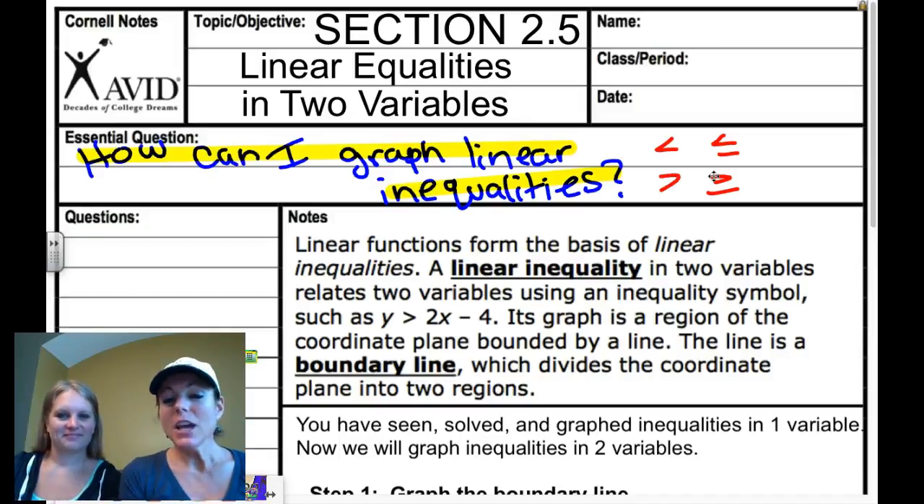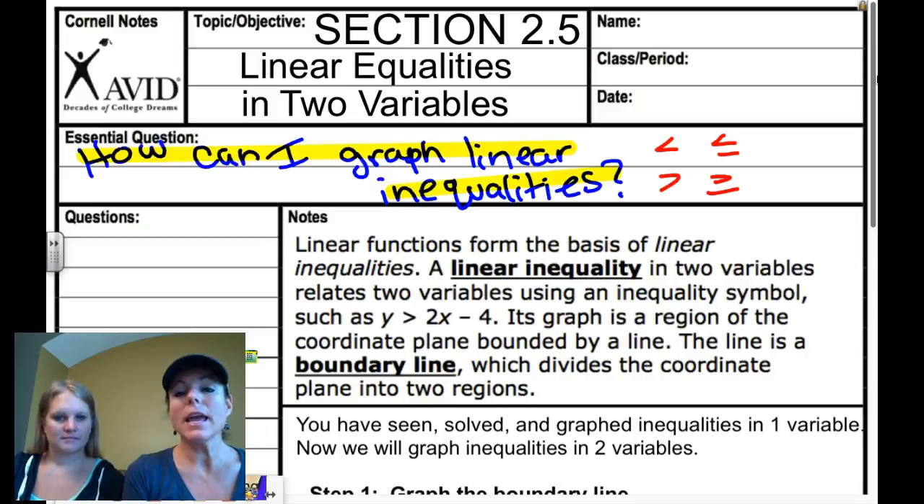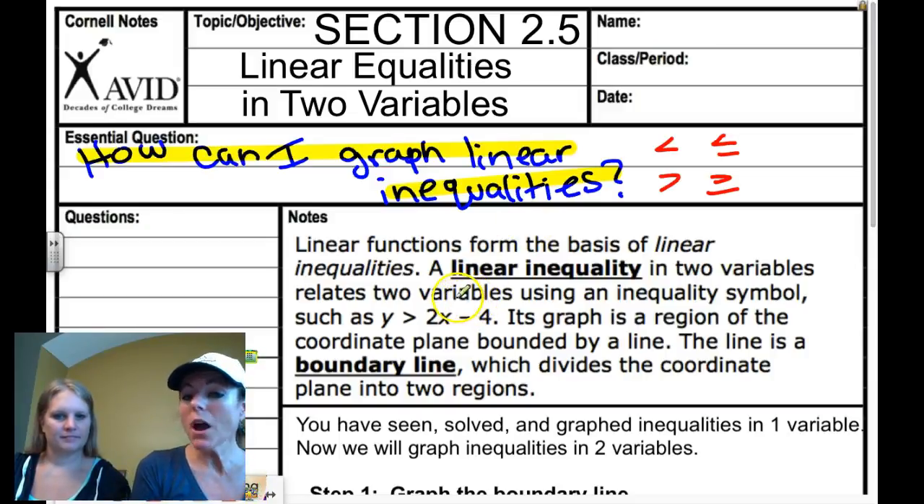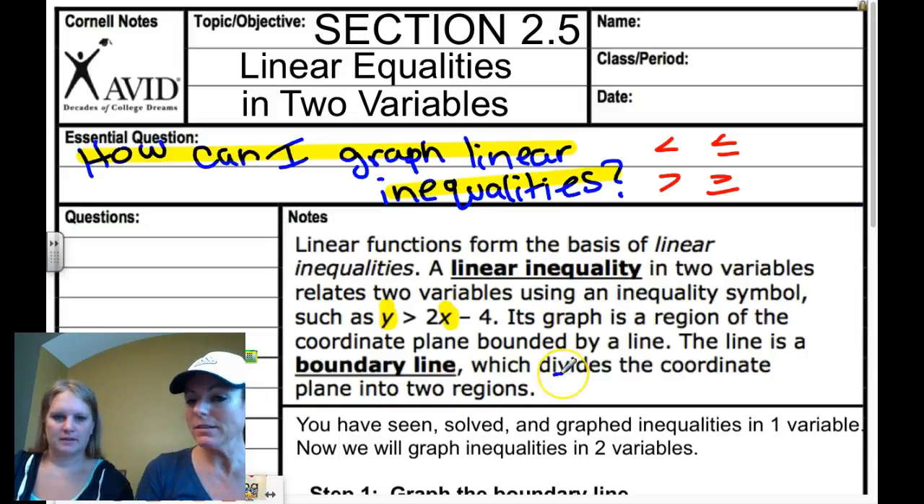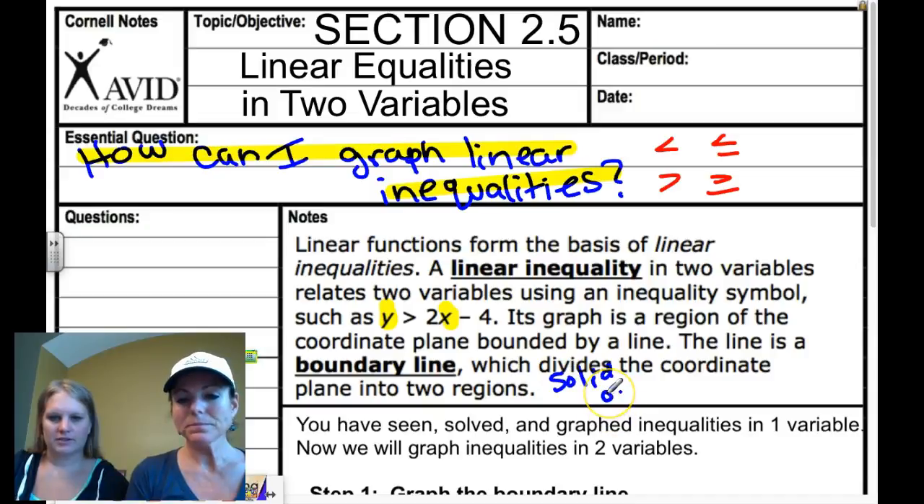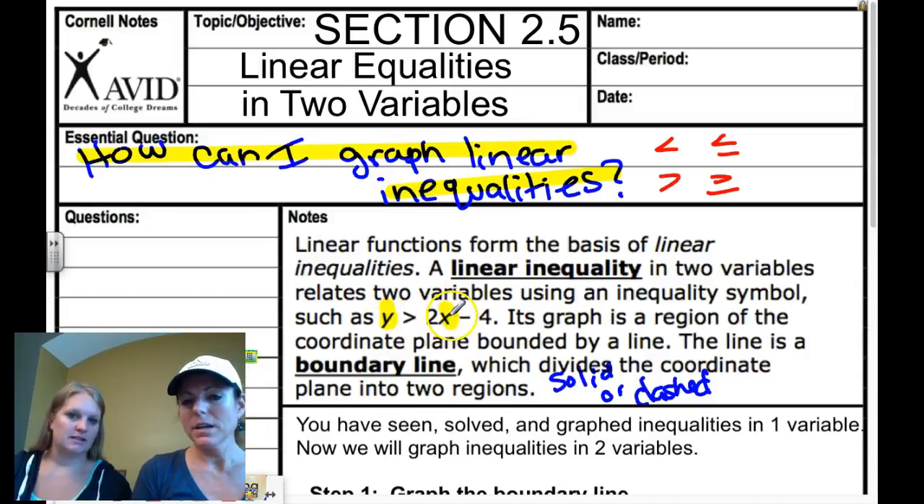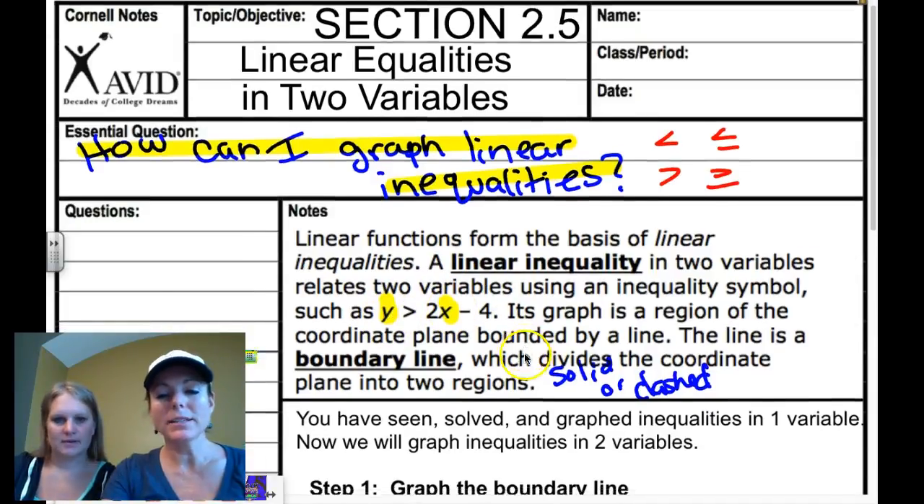So that's exactly what we're going to do today. You know how to graph a line. Right here it talks about a boundary line. All that is a line. And then the inequality determines: are we going to shade above or below? One more thing is the boundary line is either solid or dashed, and we'll talk more about that. It has both variables, an x and a y.